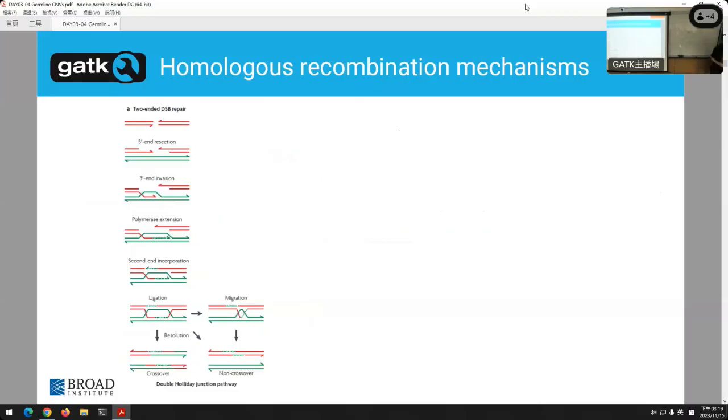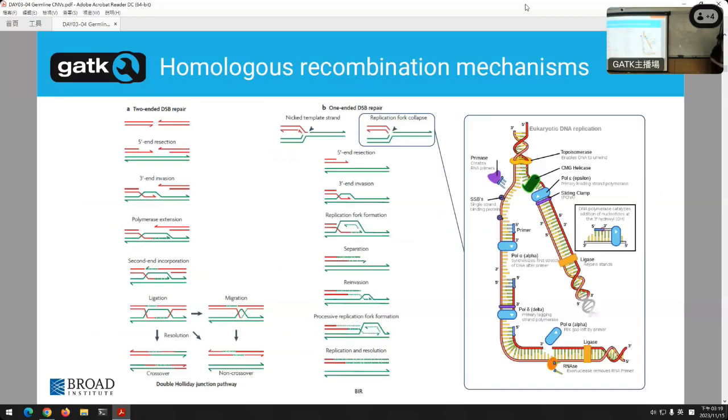I'm not going to go over this entire diagram, but it can occur in two different ways depending on whether you have both sides of the break or not. It's basically using, if you have a break on one chromosome, the other copy of that same chromosome as a template to fix the sequence that got broken or damaged. So it finds the same spot on the other copy of that chromosome, and it uses it as a template to repair the damage.